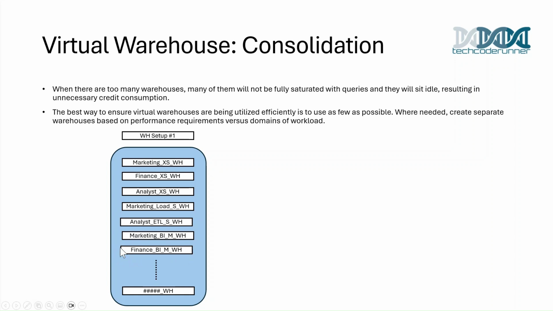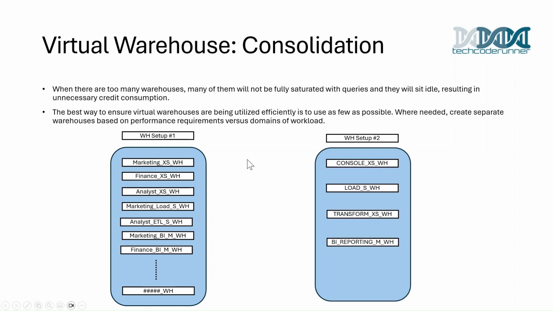When I say consolidation of the warehouses, instead of creating a warehouse department-wise, just create warehouses functionality-wise. For example, create an extra small warehouse for running queries from the console or Snowsight. For loading data to Snowflake, you can use a load warehouse. For transformation purposes, you can use a transform warehouse. And for business intelligence or reporting needs, you can use a business reporting warehouse.